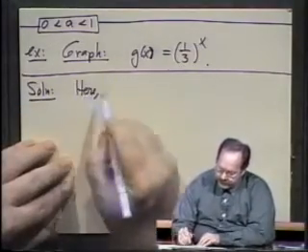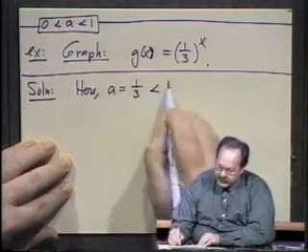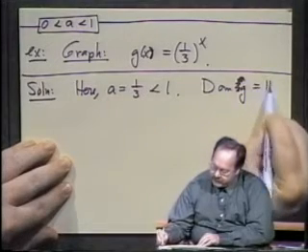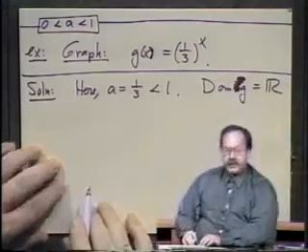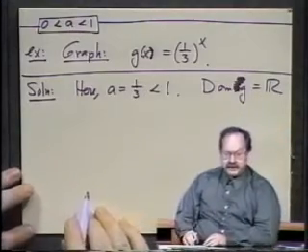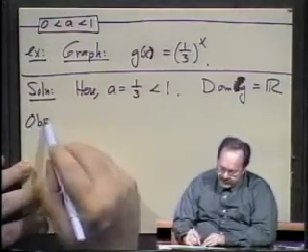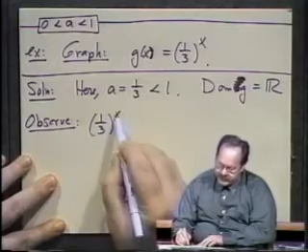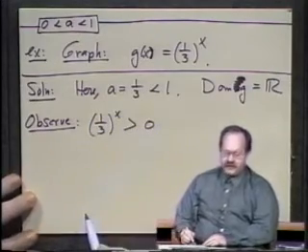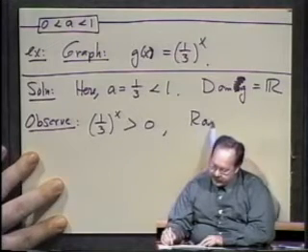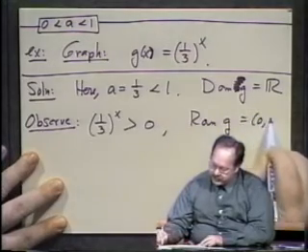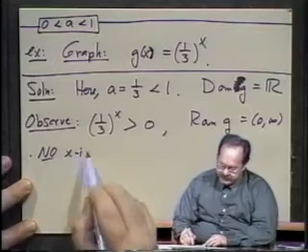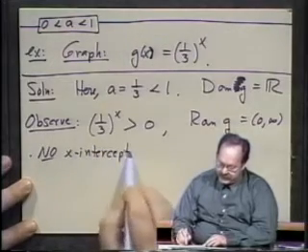Here, a is equal to 1/3, which is less than 1. Again, the domain of this function g is all the real numbers, in the same way that the other one was. All of these exponential functions will have the same domain. Observe that (1/3) to the x, based on your picture, also seems to be greater than 0 always. So again, that makes the range of the function 0 to infinity, as before. There are, once again, no x-intercepts.